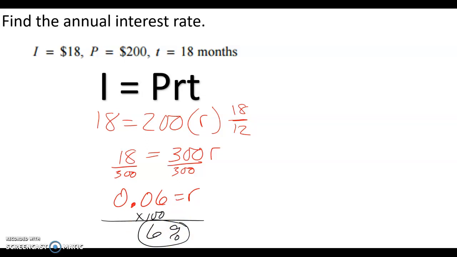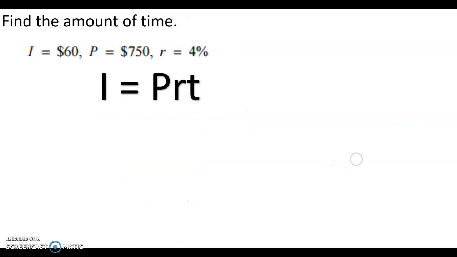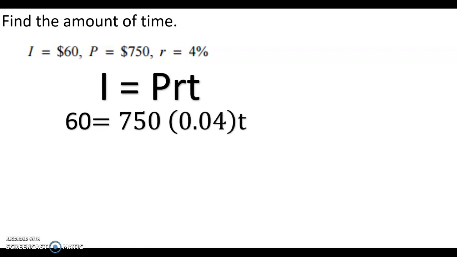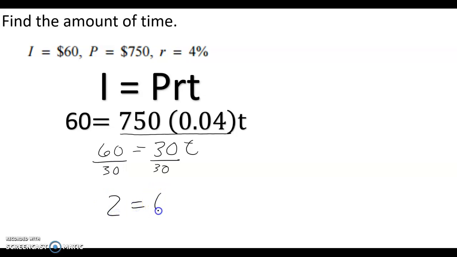All right, try the next one. So I equals PRT. So we're going to plug that in. I is 60. The P, 750. R, 4% as a decimal, 0.04 T. Then we're going to multiply the 750 times the 0.04. That gives us 30 T equals 60. Then we divide both sides by 30. So we end up with 2 years.